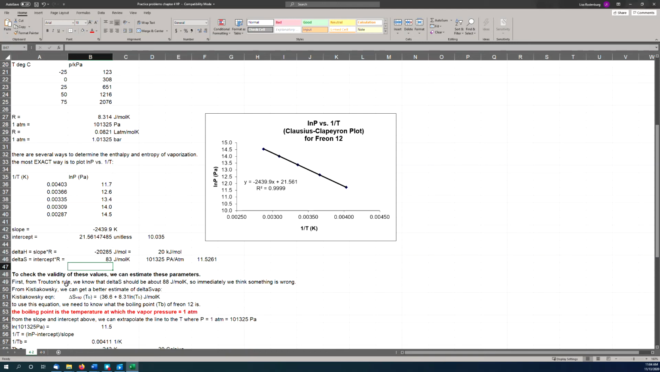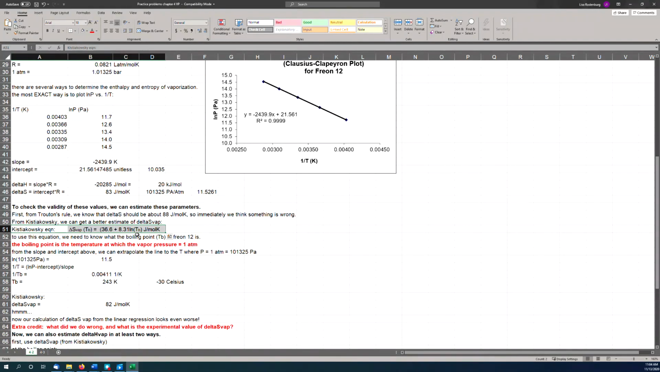Okay, so this is like the most exact way of determining delta S and delta H, right? Because we have actual data. And whenever you have actual data, you should use it. That gives you the experimental value of delta H or delta S, and when you have an experimental value, you should always use that. But if you didn't, you could estimate delta S of vaporization from the Kistiakowsky equation.